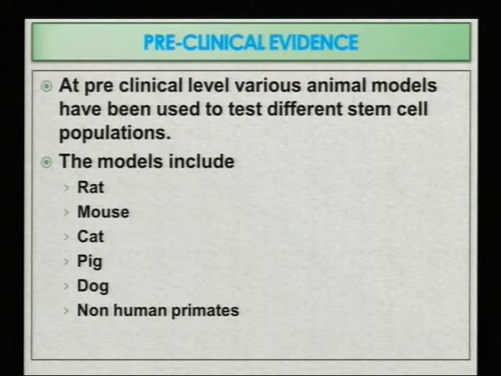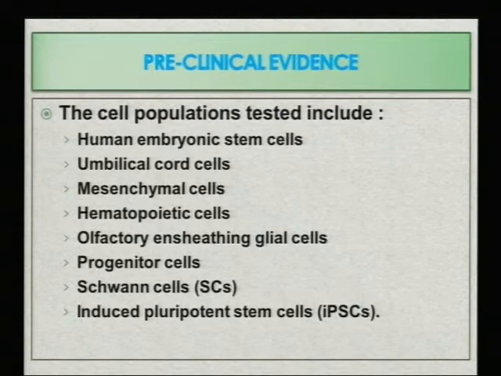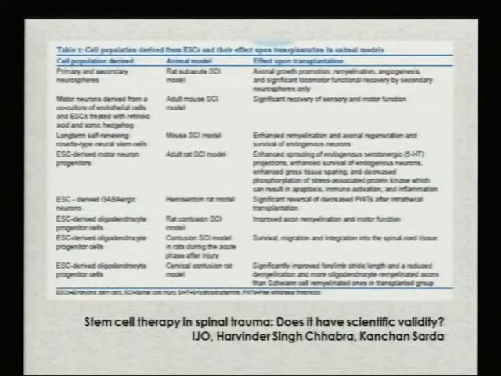At the preclinical level, various animal models have been used to test different stem cell populations. Various models, the rodents have been most often used. There are various cell populations which have been tested. And we have summarized the various preclinical evidence in our publication in the Indian Journal of Orthopedics, Stem Cell Therapy in Spinal Trauma, Does It Have Scientific Validity, and in the ISCOS textbook for those who would want to go into detail.